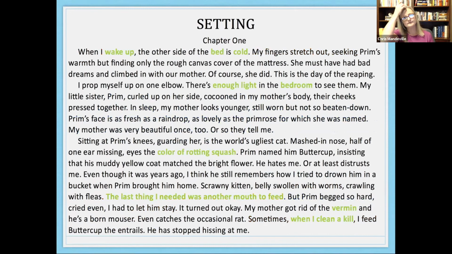All right, looking at setting, highlighted in green. There's not much. In fact, there's very, very little. It's definitely not like the good old days I mentioned where you've got a whole page of description. But these little details are sufficient to ground the reader in space and time, just enough so the reader's not confused, which is absolutely fine for page 1. This is a post-apocalyptic, dystopian society, and you're going to get a whole lot more description as we go on. For page 1, this is enough.